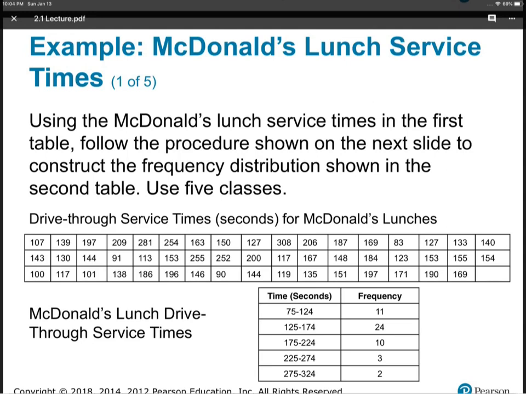So if your job is to take all this information, McDonald's lunch service times, and organize them and report to the boss and to the board and the decision makers for McDonald's how they're doing on their service times, how would you give that information to somebody in a way that's meaningful? You tracking with me? Here's one of the real uses of statistics.